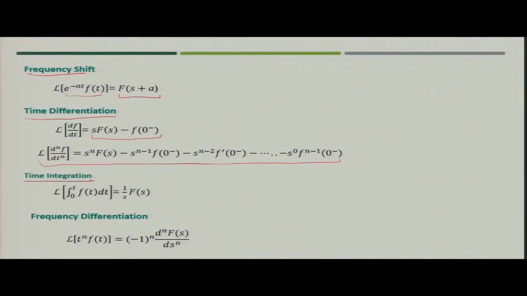Then we discussed time integration. If you have the integral of f(t) dt from 0 to t and you are asked to find its Laplace transform, it would be 1 upon s times F(s), where F(s) is the Laplace transform of the function f(t). Now, frequency differentiation: if you have a function t to the power n f(t), its Laplace transform would be minus 1 to the power n d to the power n F(s) by ds to the power n.